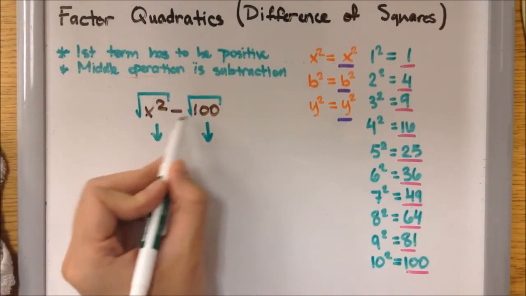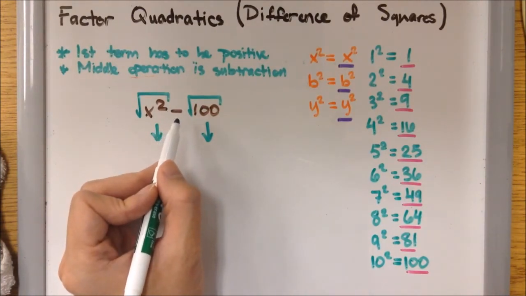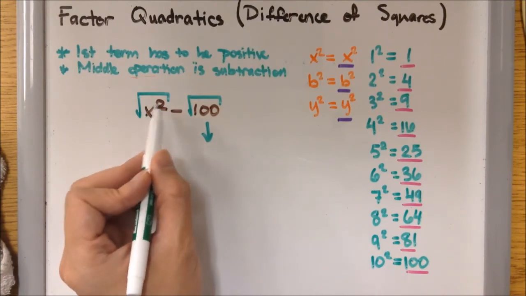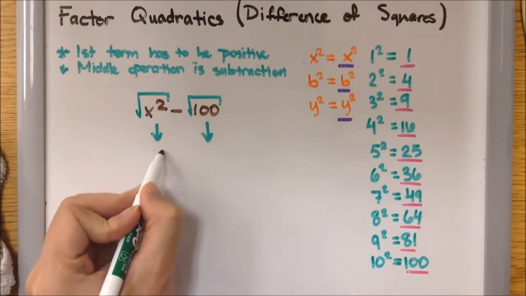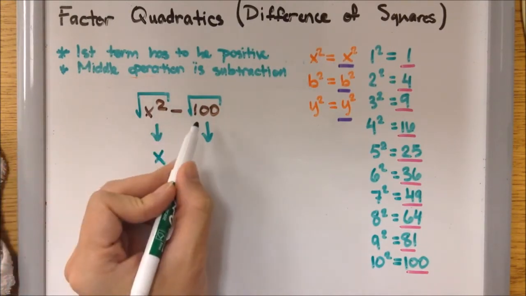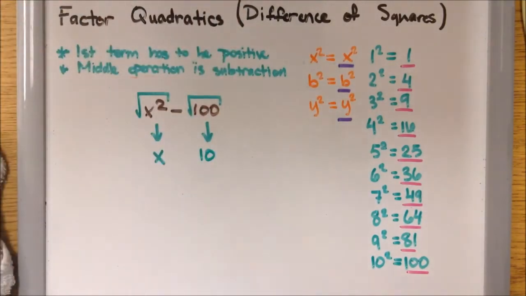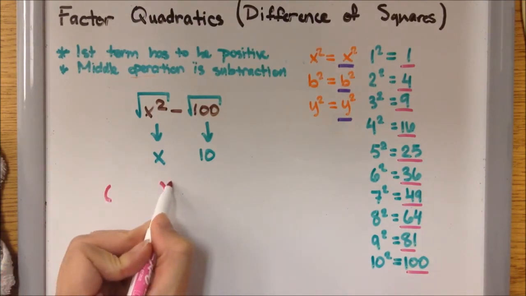Now, to make sure, again, it has to be a minus in the middle. If it was a plus, this method will not work. So the square root of x squared is x. The square root of 100 is 10. So once we get those out, all we're going to do is just write our answer. So here are our two sets of parentheses.